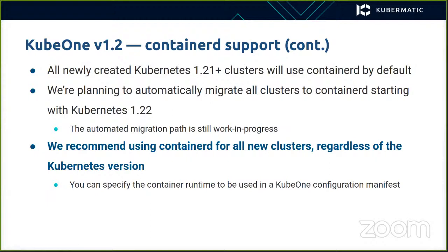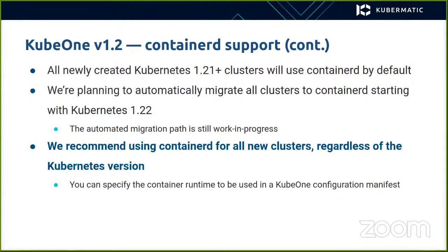As an answer to the Docker deprecation, we have decided to change a little bit which runtime is being used when creating new clusters. So all newly created Kubernetes 1.21 plus clusters will use Containerd by default. And we are planning to automatically migrate all clusters from Docker to Containerd, starting with Kubernetes 1.22. The automated migration is still work in progress and being planned, but we will make sure to give an update on time so you have time to prepare and test it.